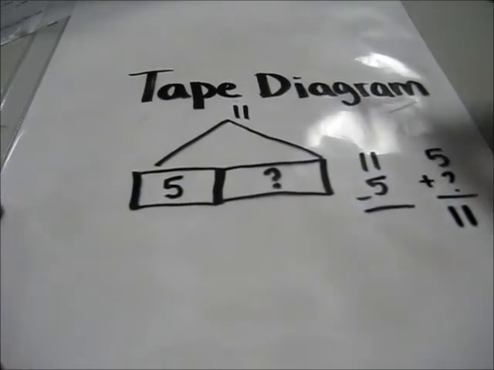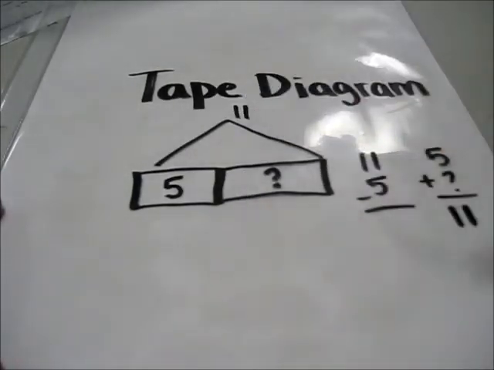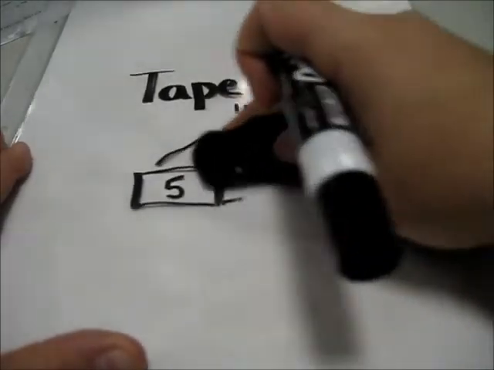So the whole point is, what do I know? Put it in a box or put it at the total, and what am I trying to find out? What I'm trying to find out always gets a question mark. So let's do another one.